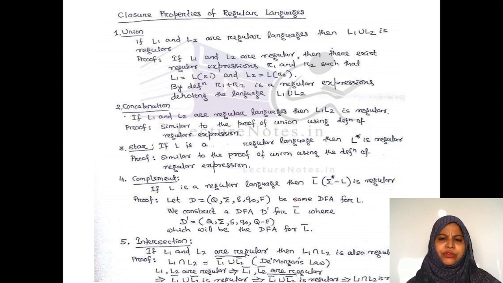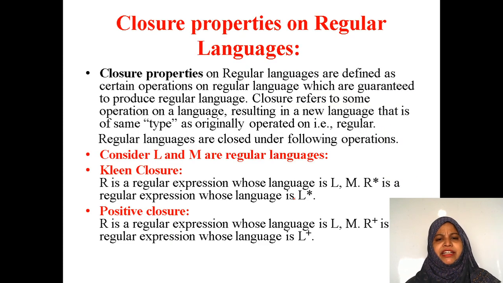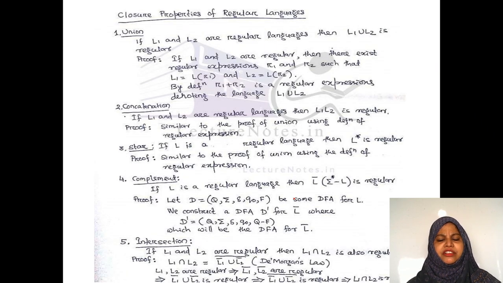Here the proof is there, no need to read this proof, you just have to memorize the closure properties of the regular languages. Properties of the regular languages means you have to write the closure properties and decision properties. In closure properties, first one is the star closure, second one is the positive closure, third one is the union. Here union means if L1 and L2 are two regular languages, then L1 union L2 is also a regular language.